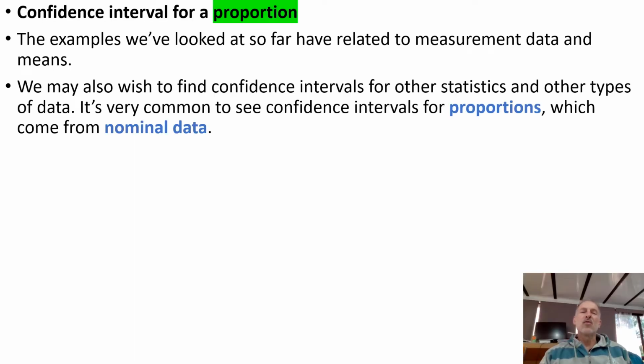What about confidence intervals for a proportion? The examples we've looked at so far have related to measurement data and means. We may also wish to find confidence intervals for other statistics and other types of data. It's very common to see confidence intervals for proportions, which come from nominal data.